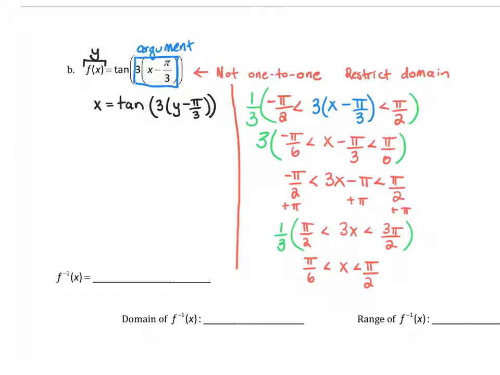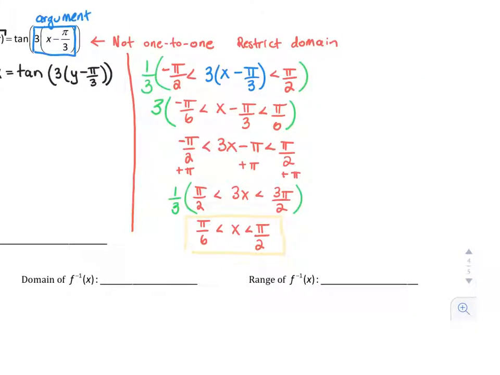Okay, so why does this matter? This part matters. My restricted domain is going to become my range of my inverse. So the restricted domain is just going to get copied right down here into my range of my f inverse.